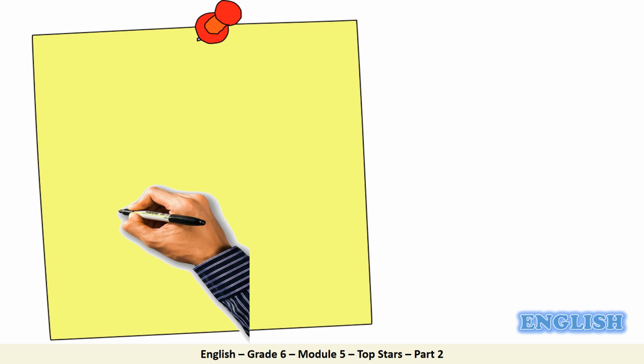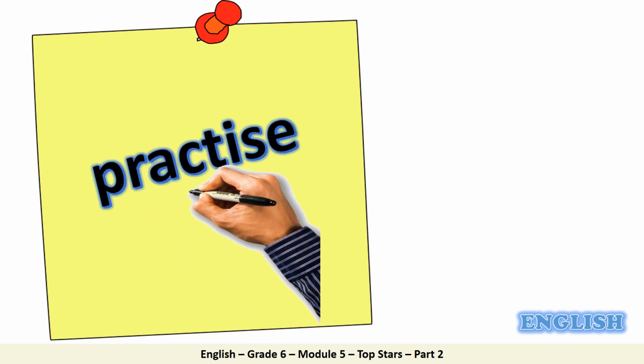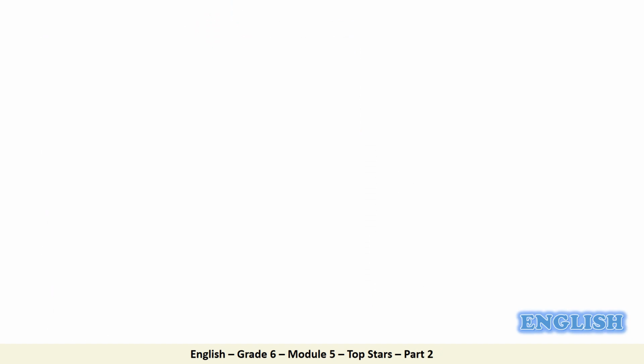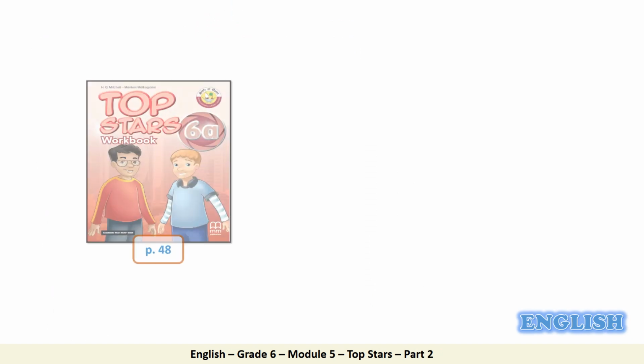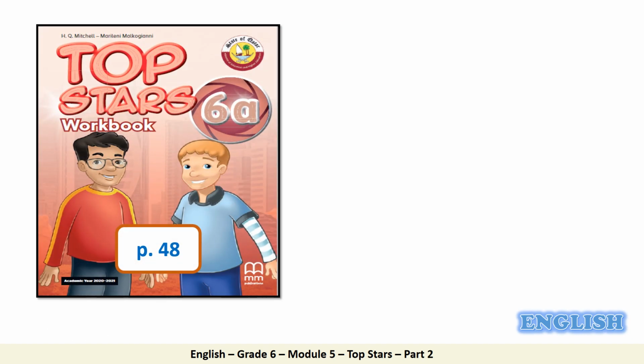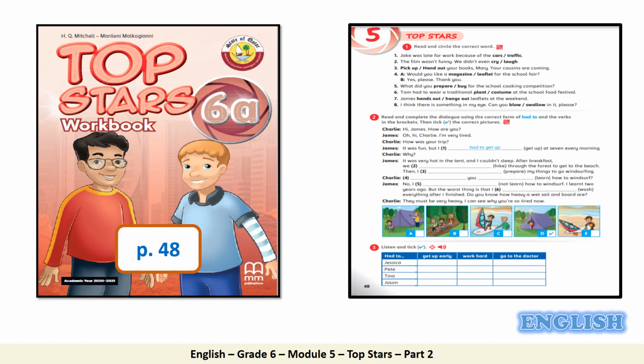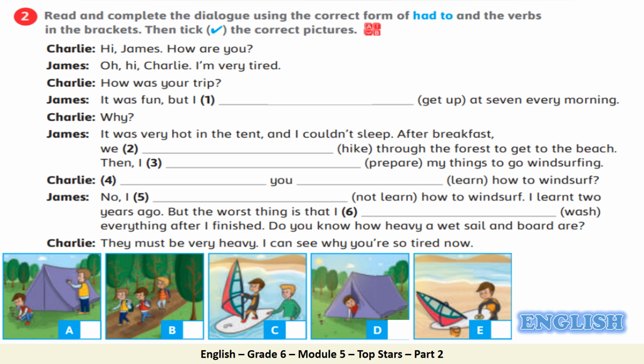Having learned how to form different types of sentences using had to, I think you're ready to practice. Open your workbook to page 48. Exercise 2. In this exercise, you're going to read and complete the dialogue using the correct form of had to and the verbs in the brackets. Then you're going to tick the correct pictures.